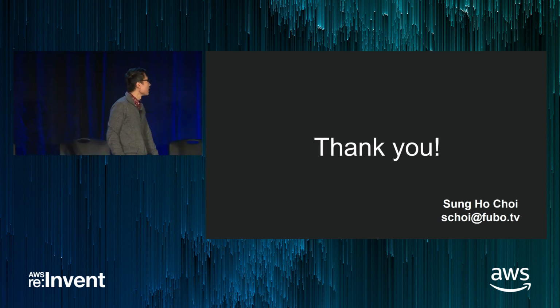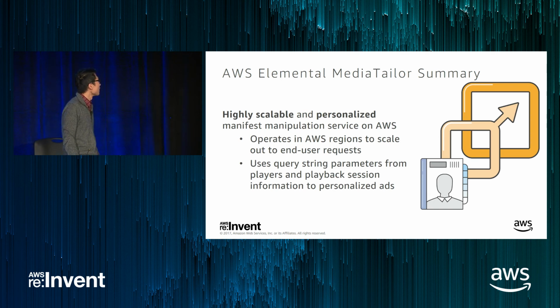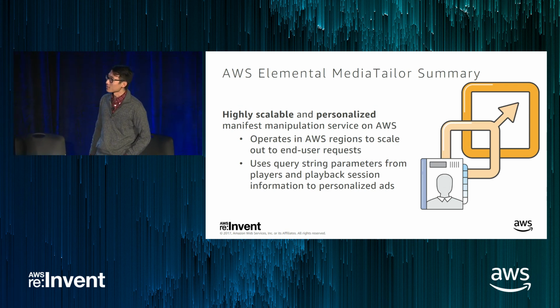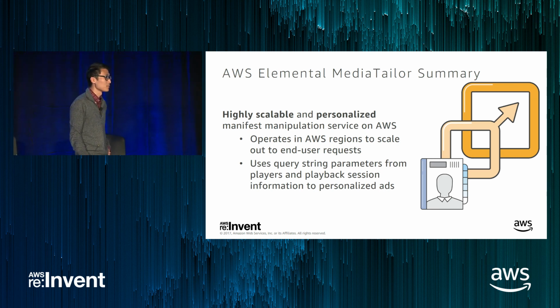Thank you, Song. So just to wrap everything up, we are a highly scalable and personalized manifest manipulation service on AWS. And we say here very consciously manifest manipulation because right now we're really focused on monetization and server-side ad insertion. But manifest manipulation itself, just changing that HLS output, has many future applications that we are thinking about. And if you have ideas on or use cases for other manifest manipulation things that we could be doing, we're happy to hear them as well.